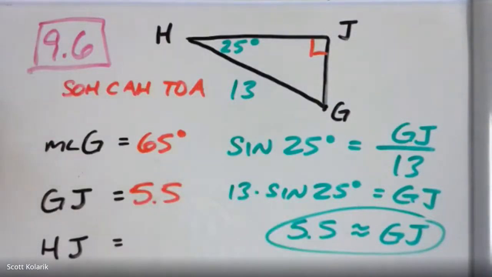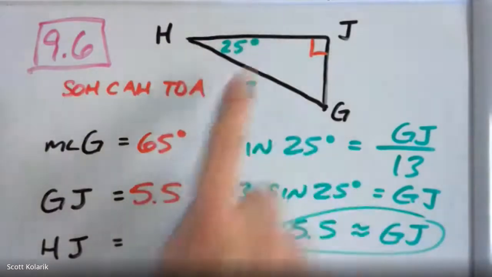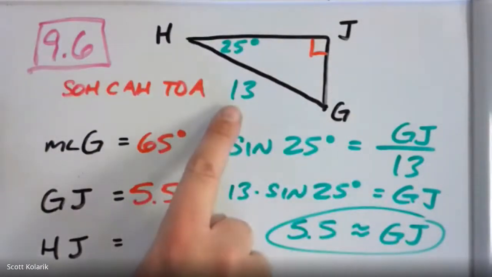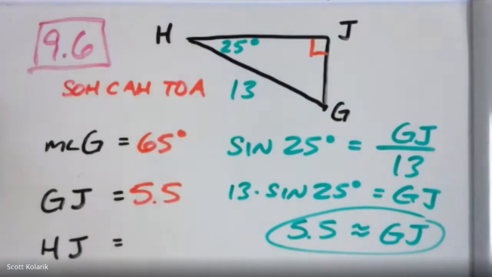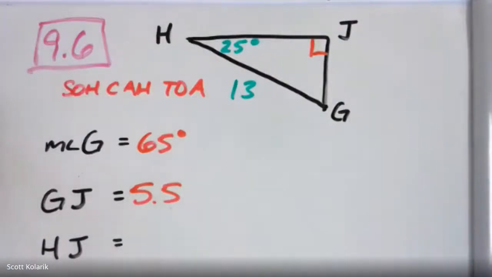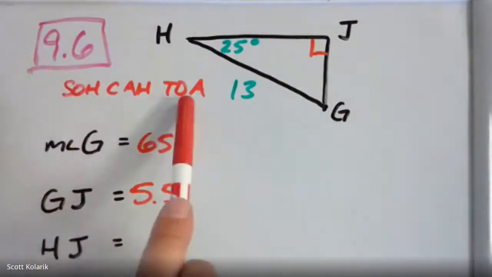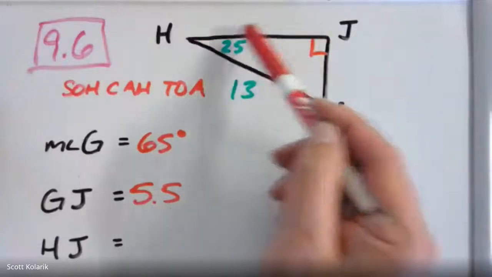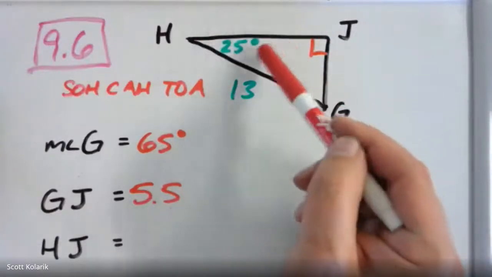For the record, I could use Pythagorean theorem now to solve for this third unknown side. Now that I know the hypotenuse and one of the legs, I could do 5.5 squared plus my unknown side squared is equal to 13 squared, and just do some arithmetic with that. For the sake of doing a little trig practice, I'll go ahead and use trig to solve for this third side.